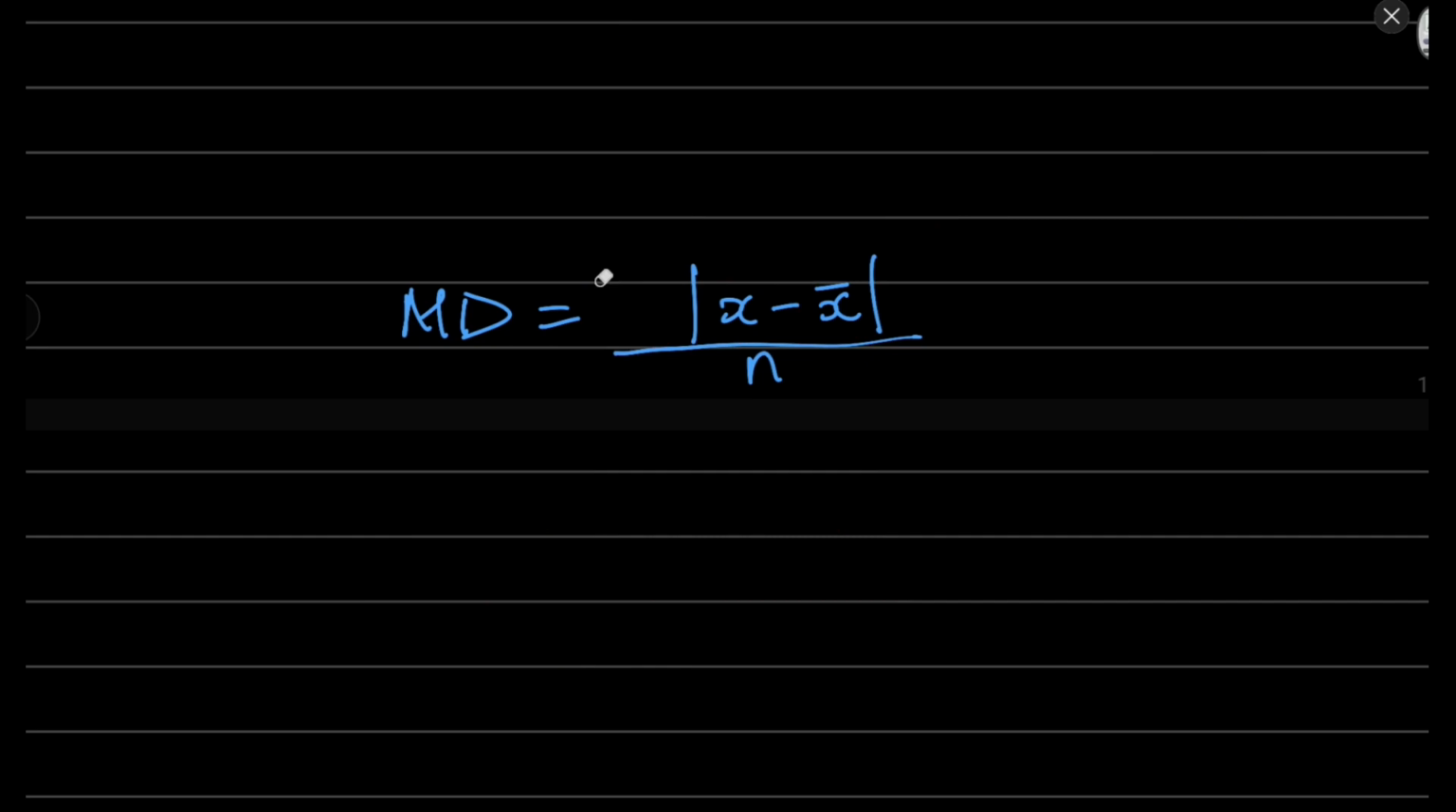So quickly, I need to correct this formula. So this is the summation of f times the absolute deviations, all divided by n, where n is your total frequency. So let's work an example quickly.